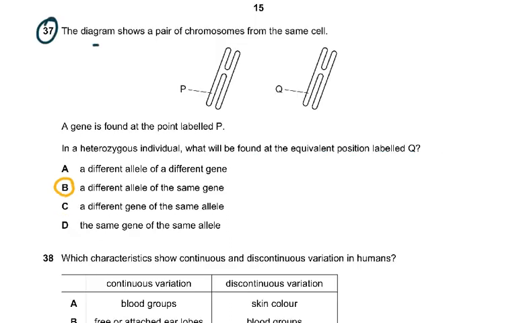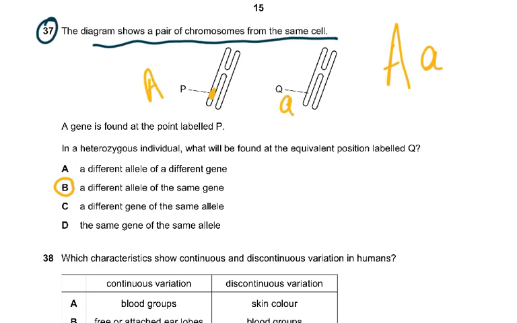Then question 37, the diagram shows a pair of chromosomes from the same cell. So they have said a gene is found at the point labeled P. A gene is found here. Say this is the gene for eye color, hair color, blood group. So a gene is found at P, but then it says in a heterozygous individual. So heterozygous means big A, small a. So if this is big A, then Q has to be small a, because it says in a heterozygous individual, what will be found at the equivalent position labeled Q? And this was labeled Q here.